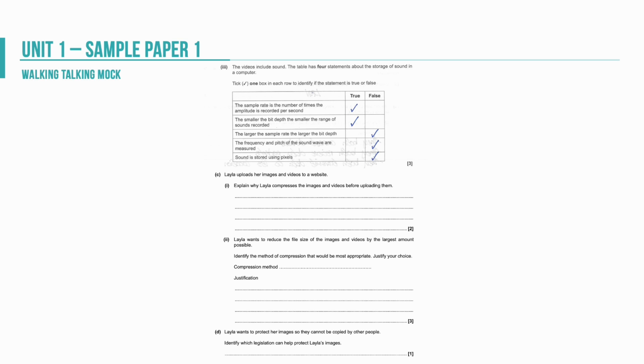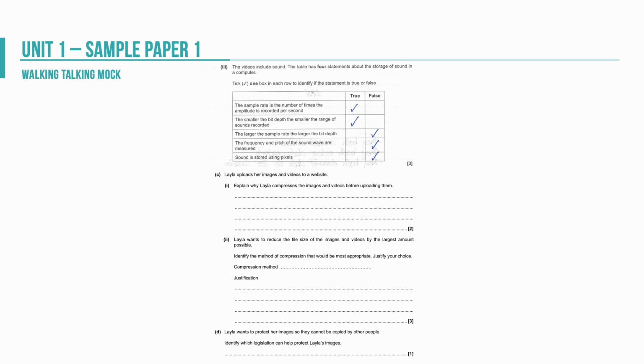The second bottom one is slightly controversial. The frequency and pitch of the sound wave are measured. Well, it's only the height of the wave that's measured. It's the amplitude of the wave that is measured. That's all we measure each time. So we would get the frequency by taking lots of samples, but the frequency isn't directly measured.